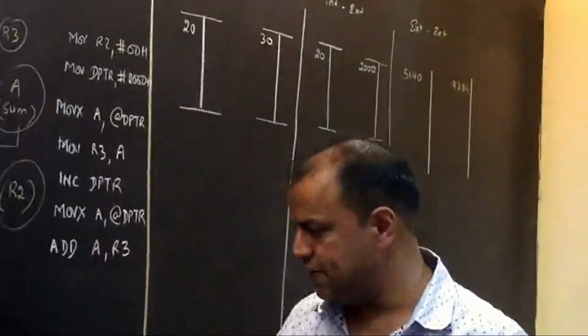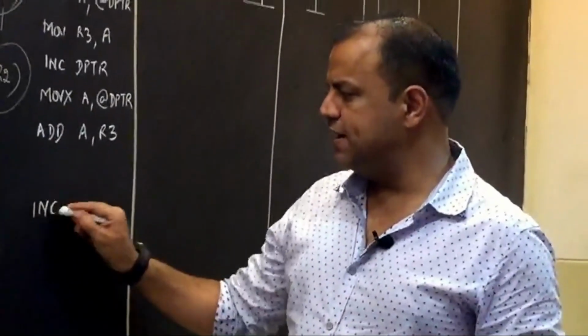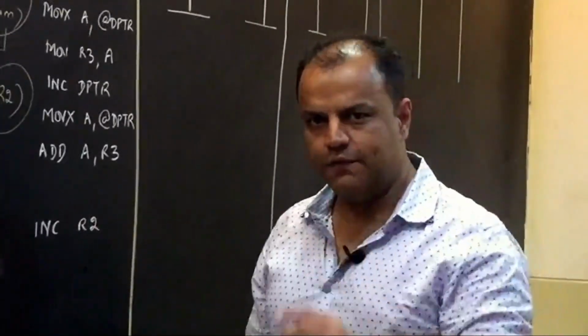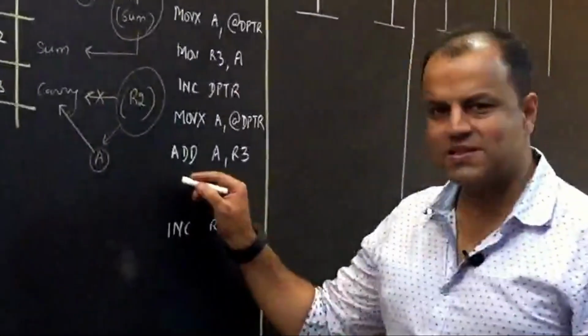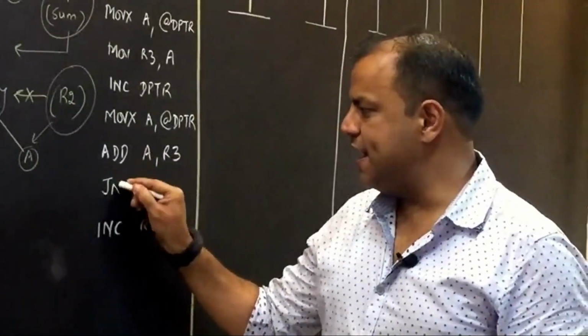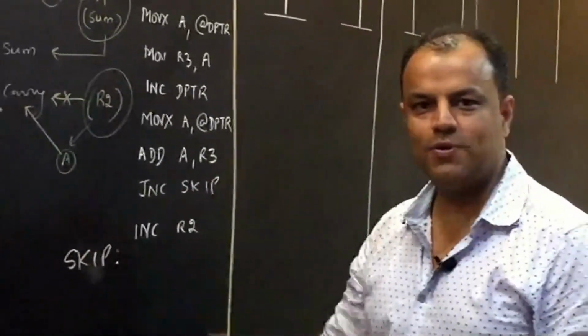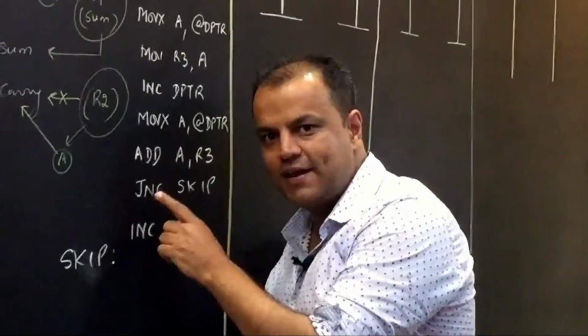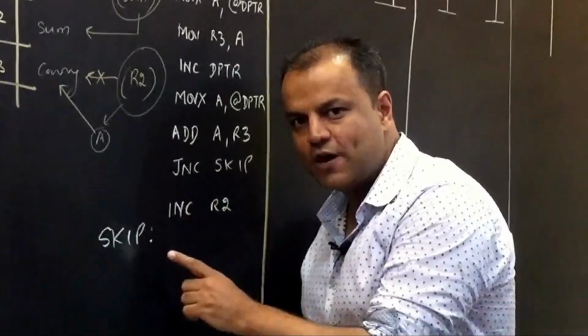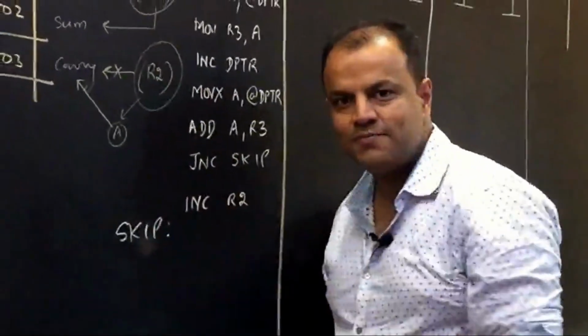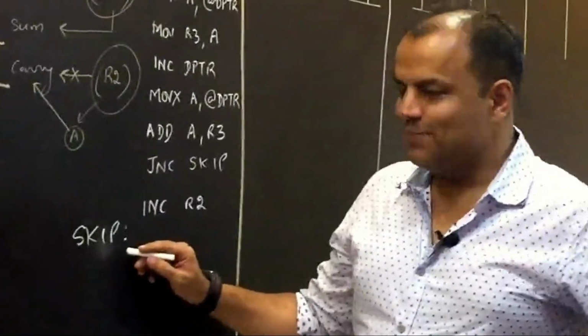You have assumed R2 to be 0. If there is a carry, you will increment R2. If there is no carry, you will skip. JNC, skip. This is skip. Did you understand this? If there is a carry, you will increment R2. If there is no carry, you will skip. Are you clear?